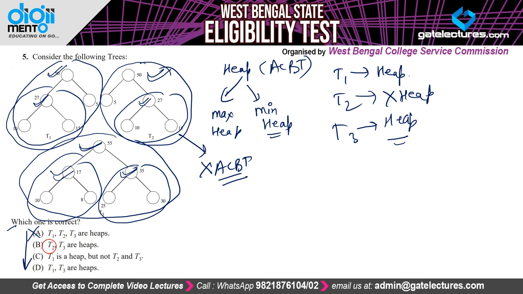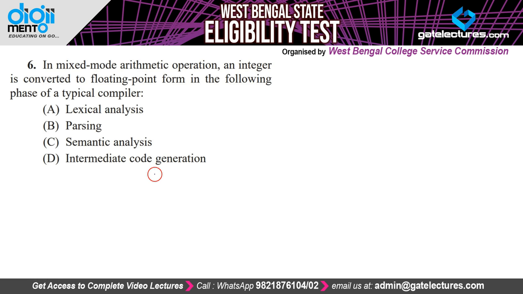That is wrong. Option B is also wrong because T2 is not a heap. Option C is wrong because T3 is representing a heap. Option D is correct because T1 and T3, both of them are representing heaps. Okay, so option number 3 is correct here. I hope that you understood this one. Let us look at the next one.